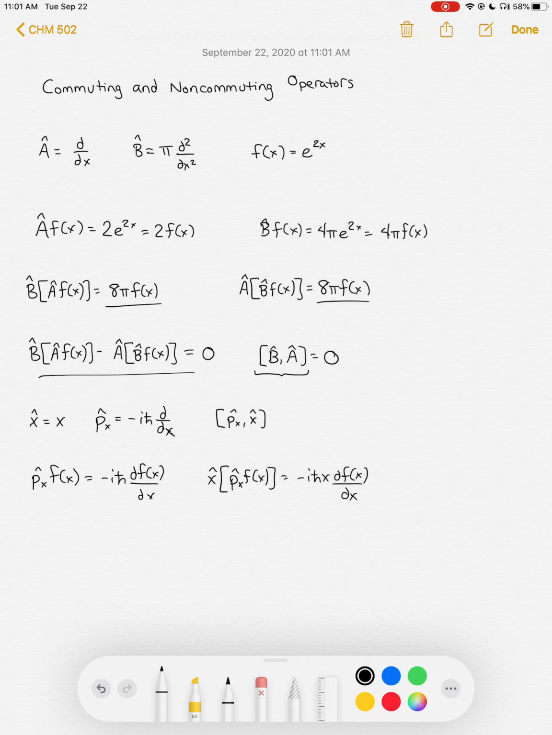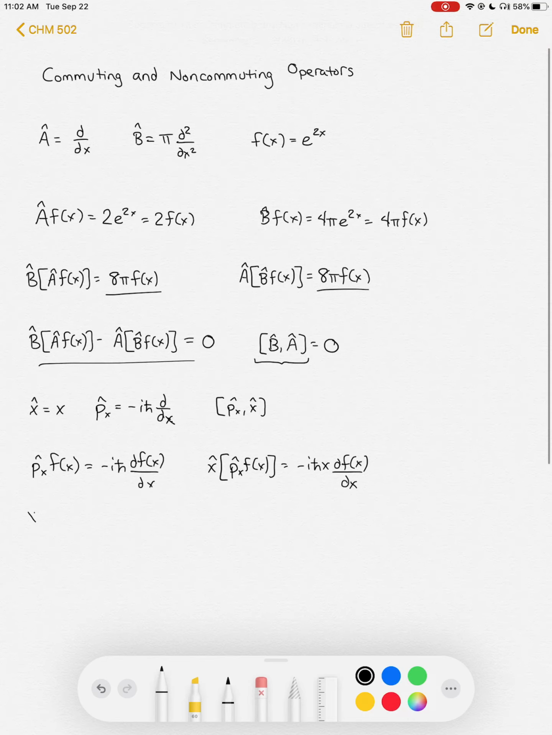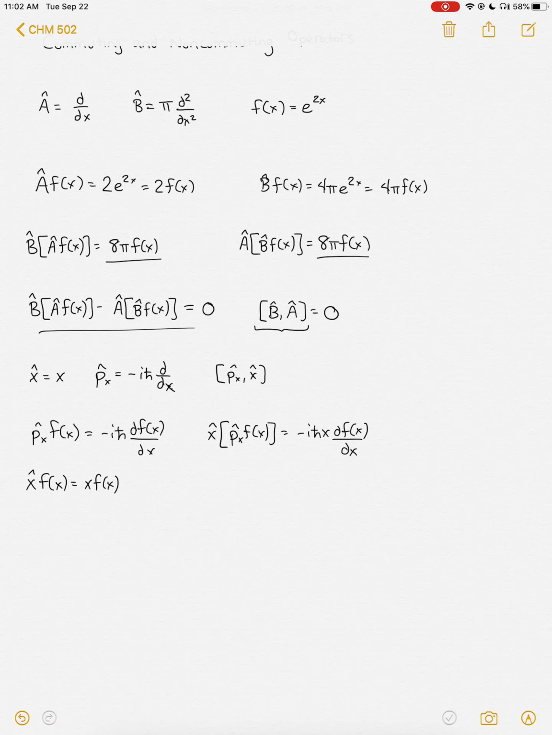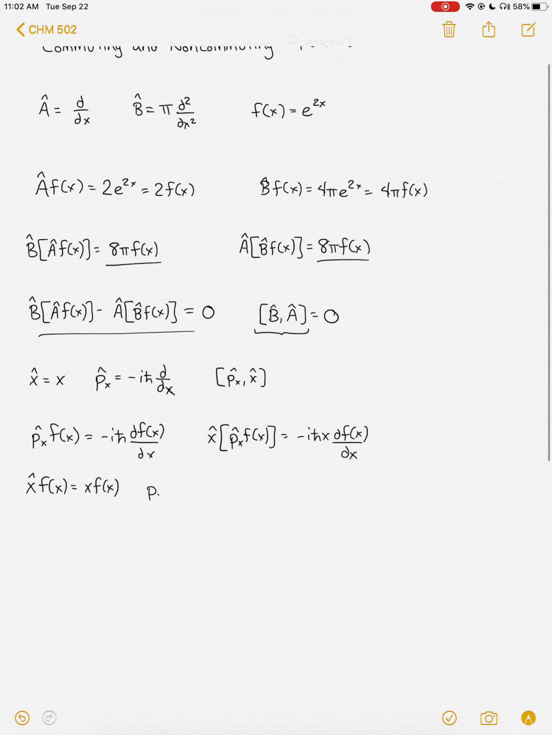So to check if the operators commute, we need to do this in the reverse direction and see if we get the same thing. So let's do that. So let's take x and then f of x, and that's simply going to be x times f of x. And then we can operate on that with the momentum operator. So p after we've already done x. And here you can see we're going to get minus i h bar, and then we need to take the derivative of x f of x.